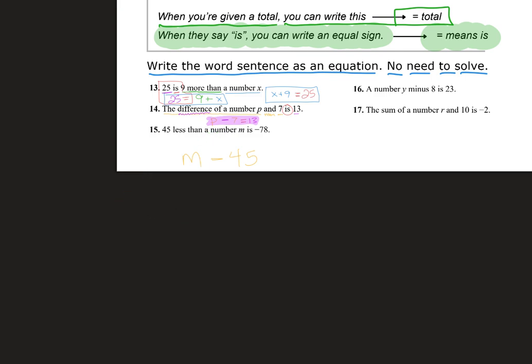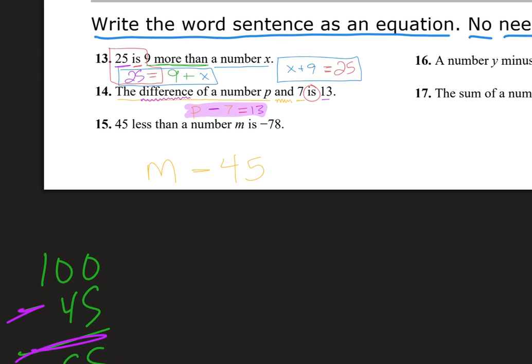So 45 less than 100. Okay? So 45 less than 100. Well, if we really would do this in order to figure that out, and we go, oh, that's 55, right? But how did you get this? You had to subtract, right? So 45 less than a number m is negative 78. And that's where I want you to stop on that one. I wanted you to just set it up.